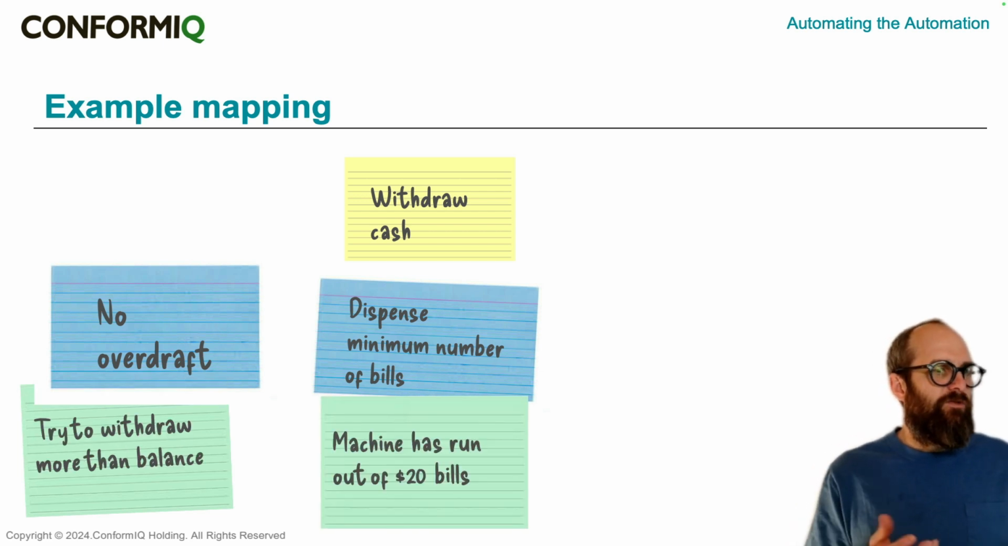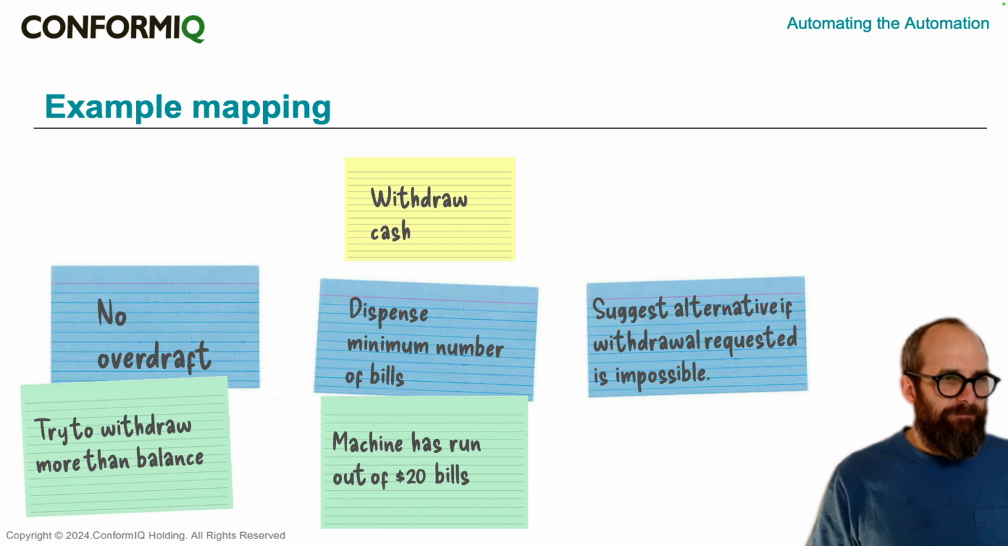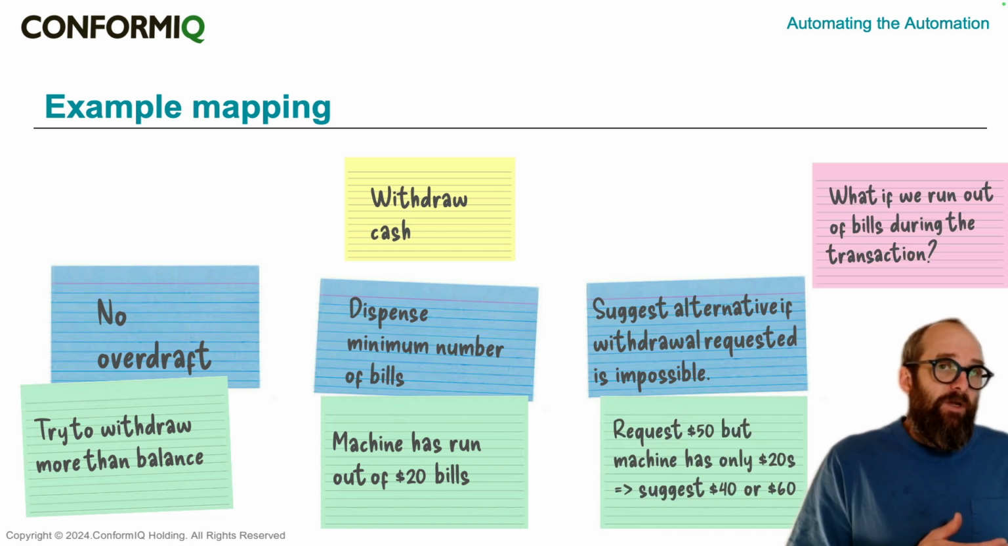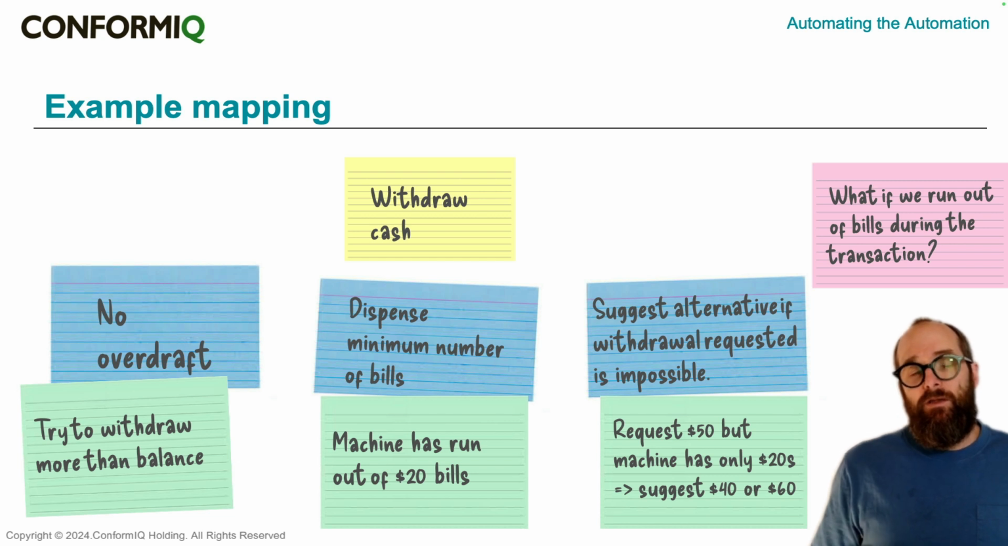What happens if I try and withdraw more than my balance, or if the machines run out of bills? What happens in those situations? We can start to have that conversation. Maybe those conversations actually help us to discover new rules that we hadn't thought of. So maybe we come up with examples for those, or maybe we just have to park a question that nobody in the room knows how to answer right now.